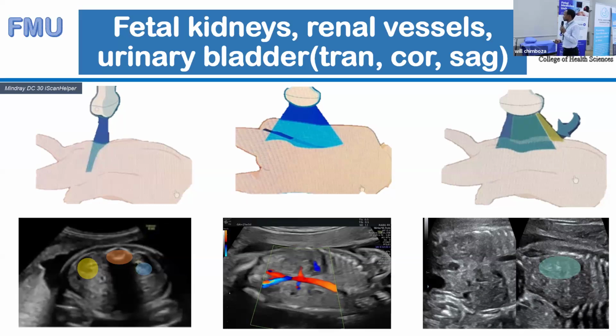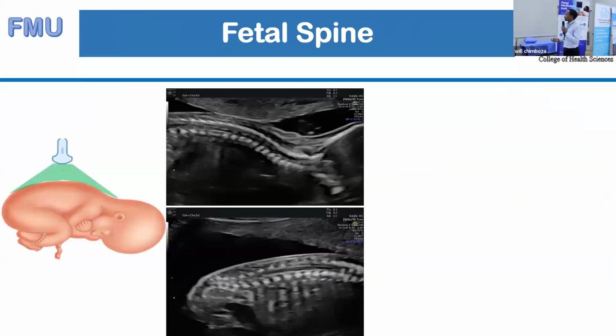In this view, the sagittal view, if you get the image of the fetal spine, you then rotate your probe either to the left or to the right in order to get the image of the kidneys. Then from there, we move on to the fetal spine. We assess the fetal spine from the head up to the distal part where we see the lumbar and the sacrum. Here we assess for any defects.